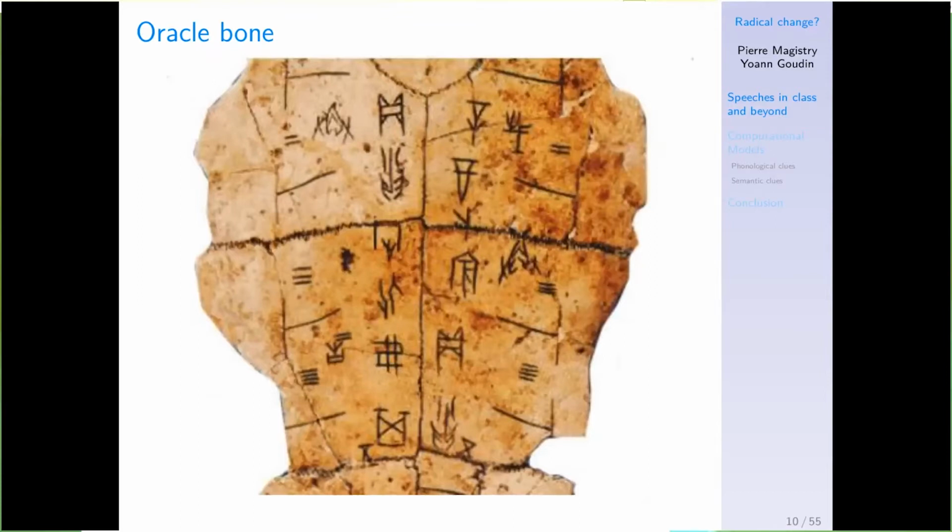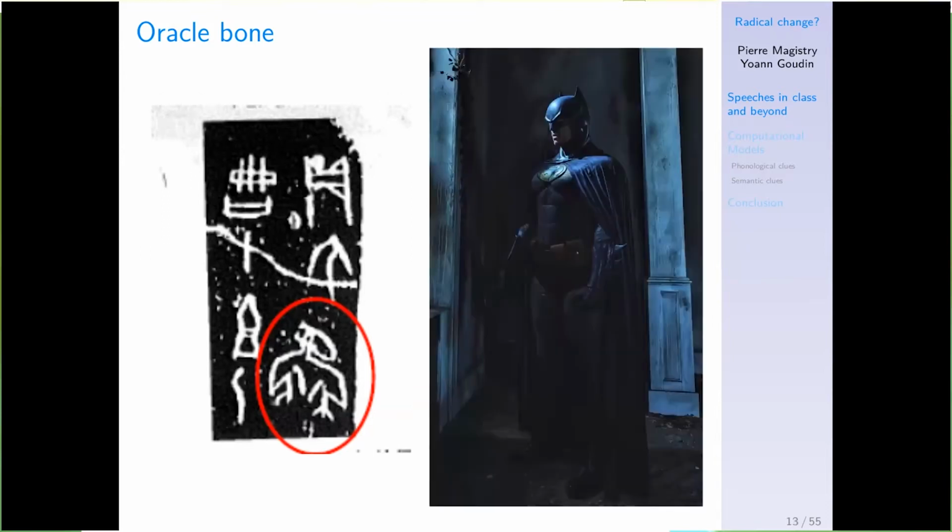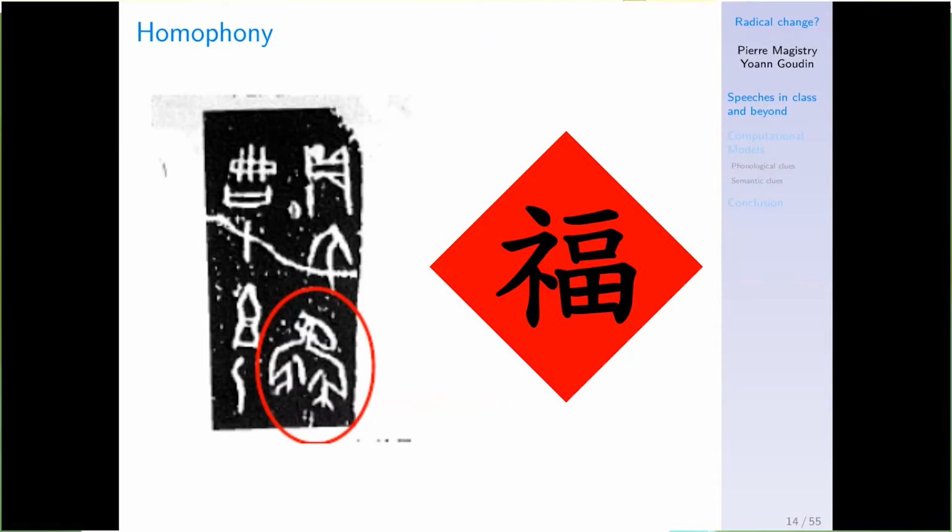And how do we do so? I will give you this example. This is supposedly a pictogram, but can you recognize that it's a bat? Now, I told you, you can see that it's a bat, but do you think it's because there is a bat in the divination, or it's just because they want Batman to come? No, actually, it's just homophony. And it's related with the very character we saw this morning.